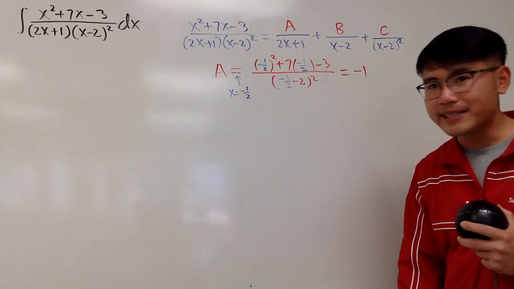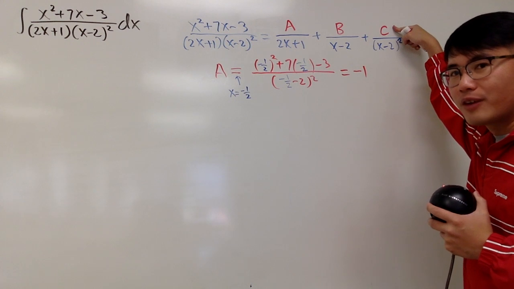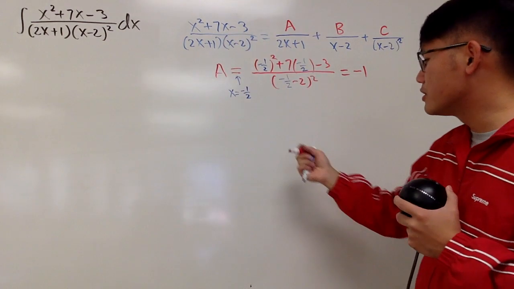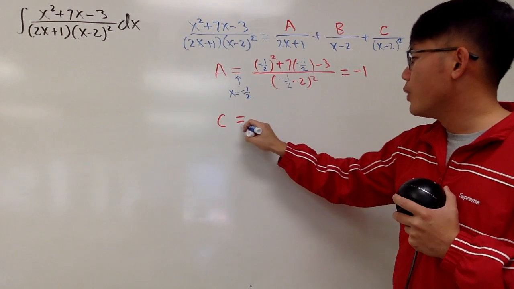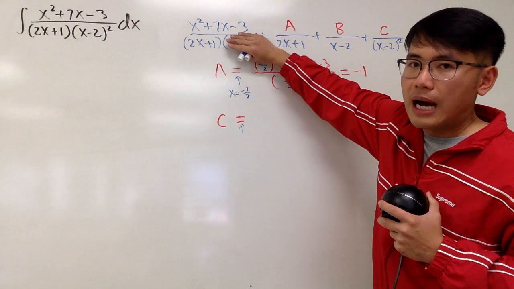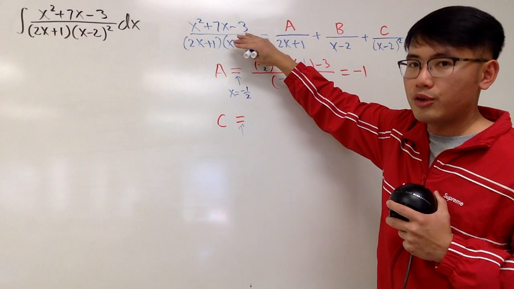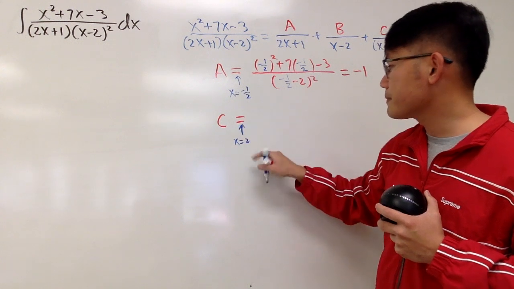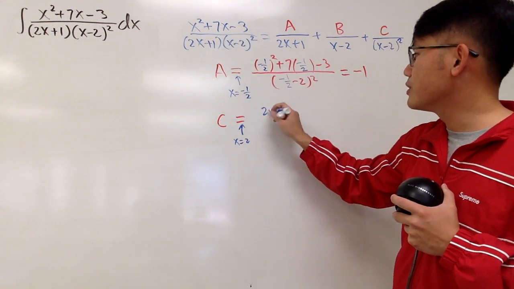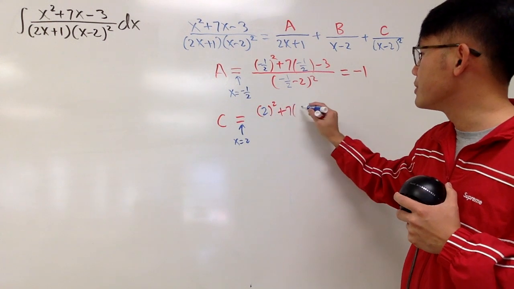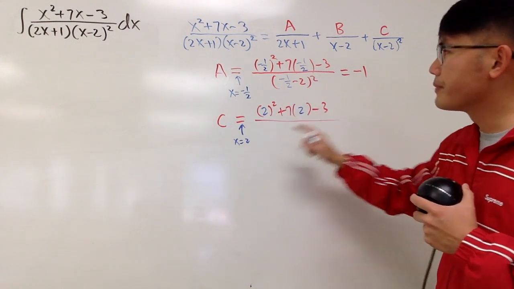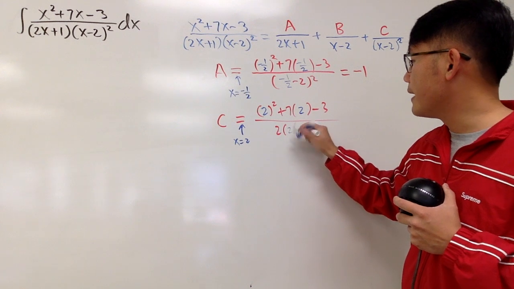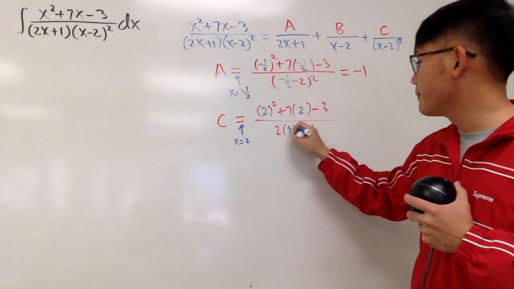Okay, next we can do the cover-up method to find out what C is. Because this denominator, we can cover this up from the original fraction. So I'll do that. C is equal to, well, let's see. When you cover this up, (x minus 2) squared, how can you make that 0? X has to be 2. So I'll just say let x equal 2. Well, putting 2 into all the x right here. So we have 2 squared plus 7 times 2, and then minus 3 over, we just need a 2 right here, so it's 2 times 2, and then plus 1, like this.